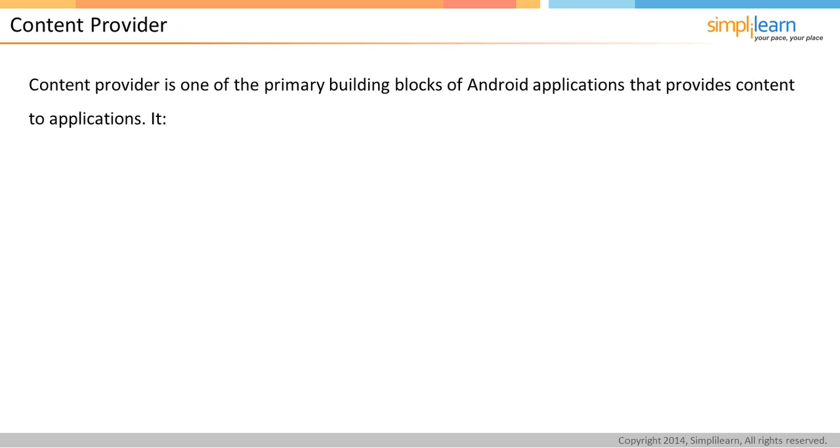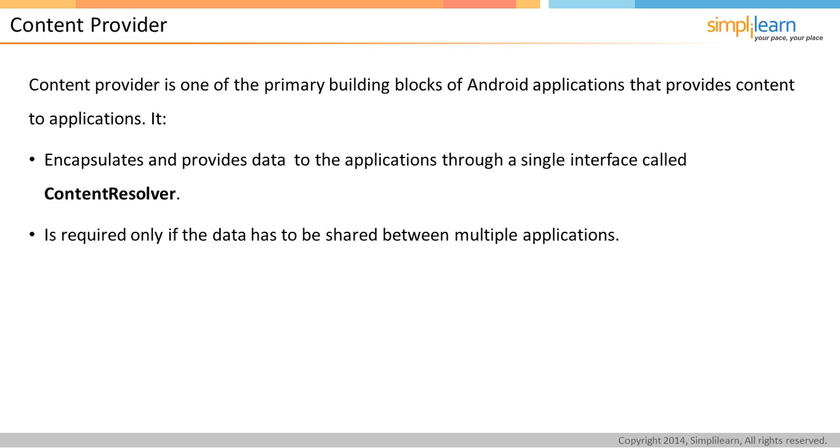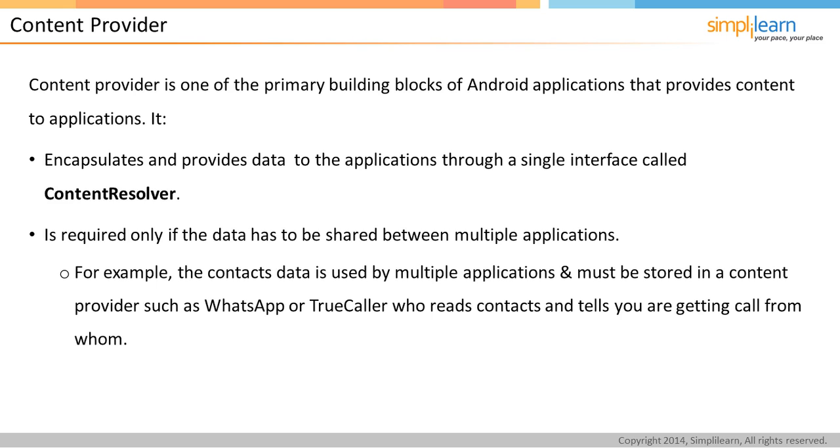Content Provider is one of the primary building blocks of Android applications that provide content to applications. It encapsulates and provides data to applications through a single interface called Content Resolver. A content provider is only required if the data has to be shared between multiple applications. For example, the contacts data is used by multiple applications and must be stored in a content provider such as WhatsApp or Truecaller, which reads contacts information and lets the user know from whom they are getting a call. This brings us to the end of this topic.